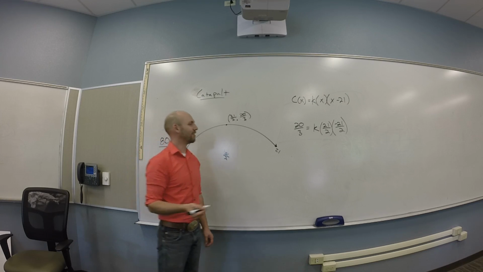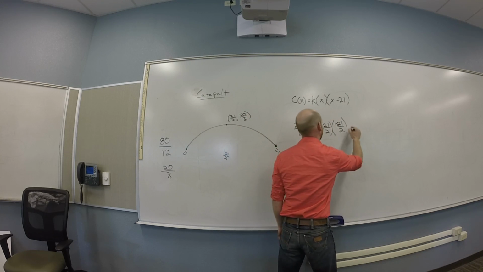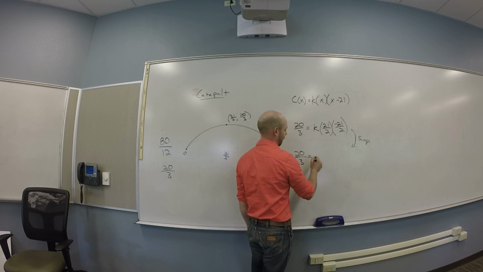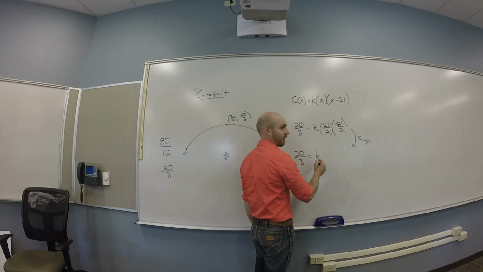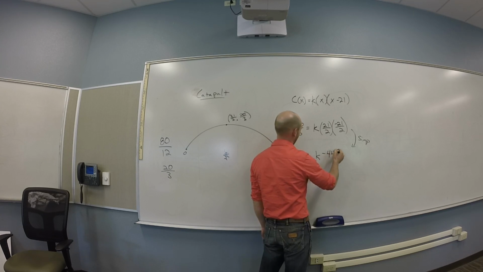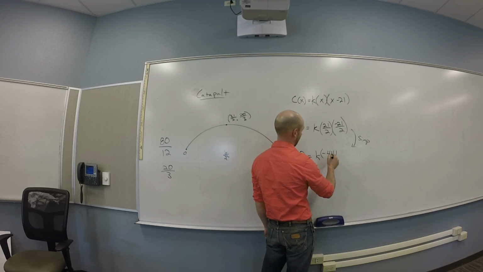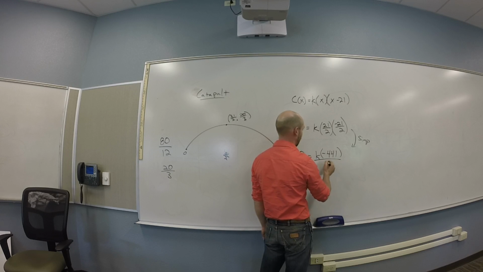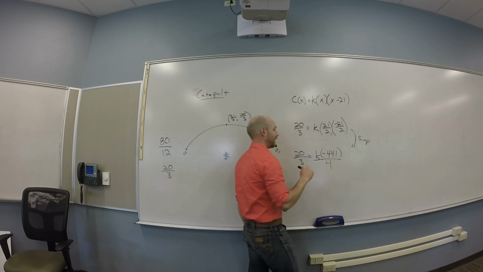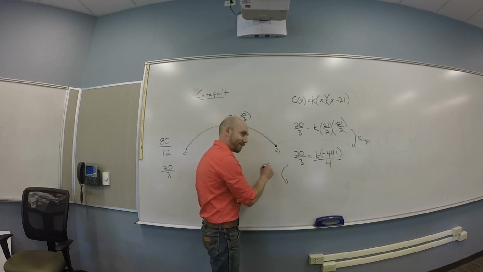Okay. So you get what? You simplify. So you get 20 thirds is k times negative 441 over 4. 21 times 21 is 441, and 2 times 2 is 4, right? Don't forget how to do a fraction. Don't embarrass me when you get to calculus.